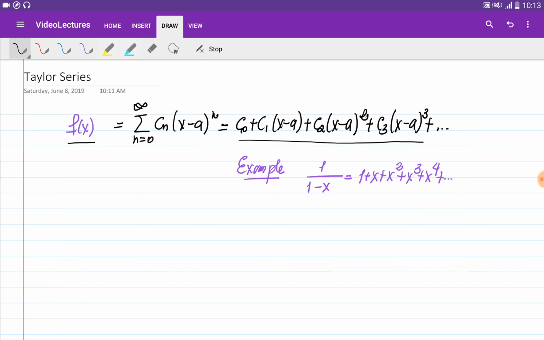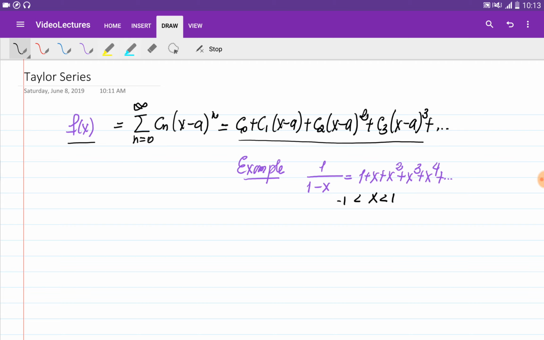For example, previously we've considered an example: 1 over 1 minus x can be written as 1 plus x plus x squared plus x cubed and so on, x to the power of 4 and so on, where x is between -1 and 1, right? So this is coming from the geometric series.